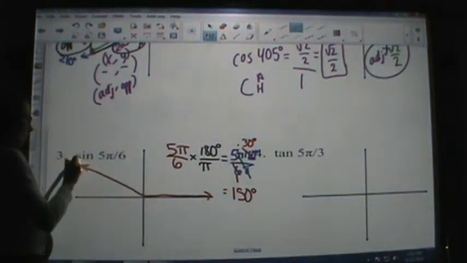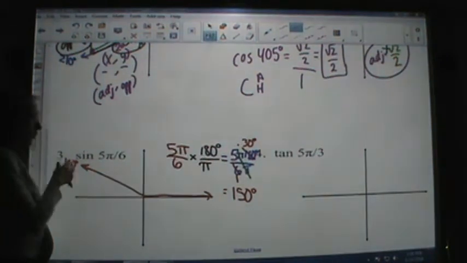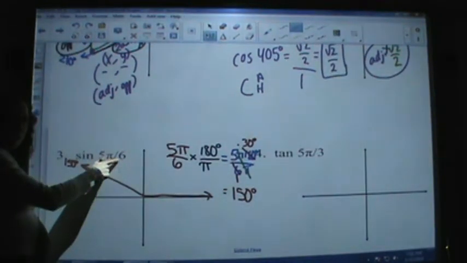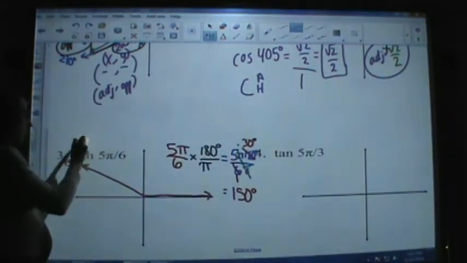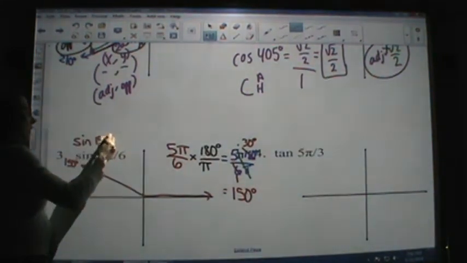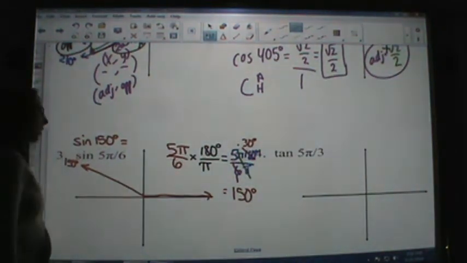150 degrees. Those angle measurements are totally commensurate, so the sine of 5 pi over 6, if you're in radian mode in your calculator, will be exactly the same as the sine that we're going to calculate of 150 degrees if you're in degree mode in your calculator.